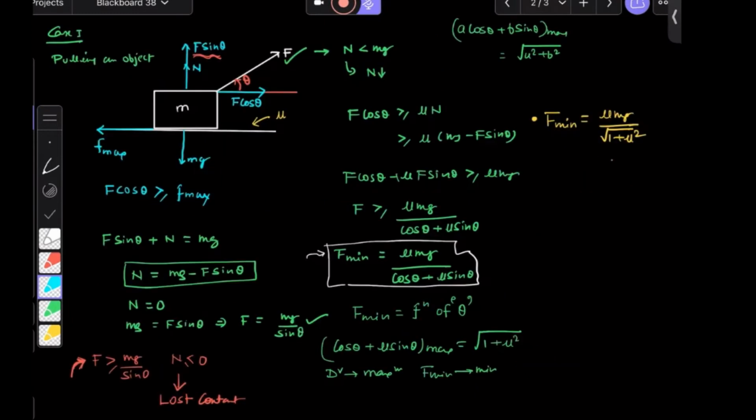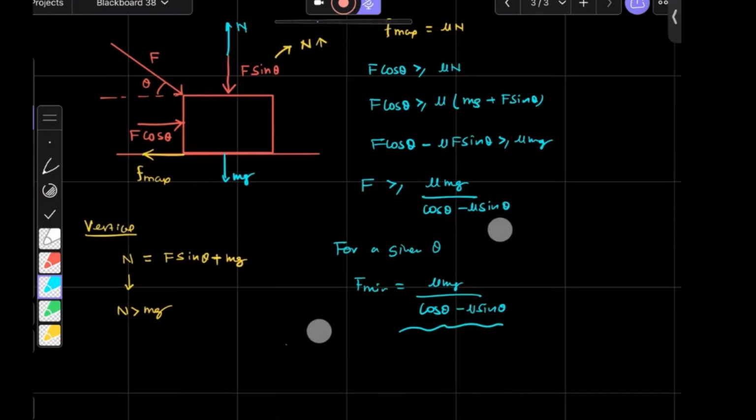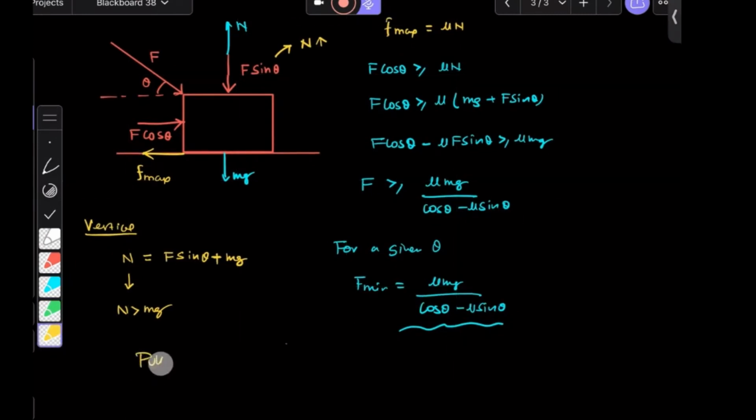Now, what we had was, for a given angle theta, the minimum force we were supposed to apply is mu mg by cos theta plus mu sin theta, correct? And here the minimum I must apply is mu mg by cos theta minus mu sin theta. So, which is more? In the case of pulling, the F minimum for a given angle theta is mu mg by cos theta plus mu sin theta. Obviously, this is going to be bigger, and it must be, because the normal contact force is increased. That's why it is always easier to pull than to push. Okay, all of you understood now?